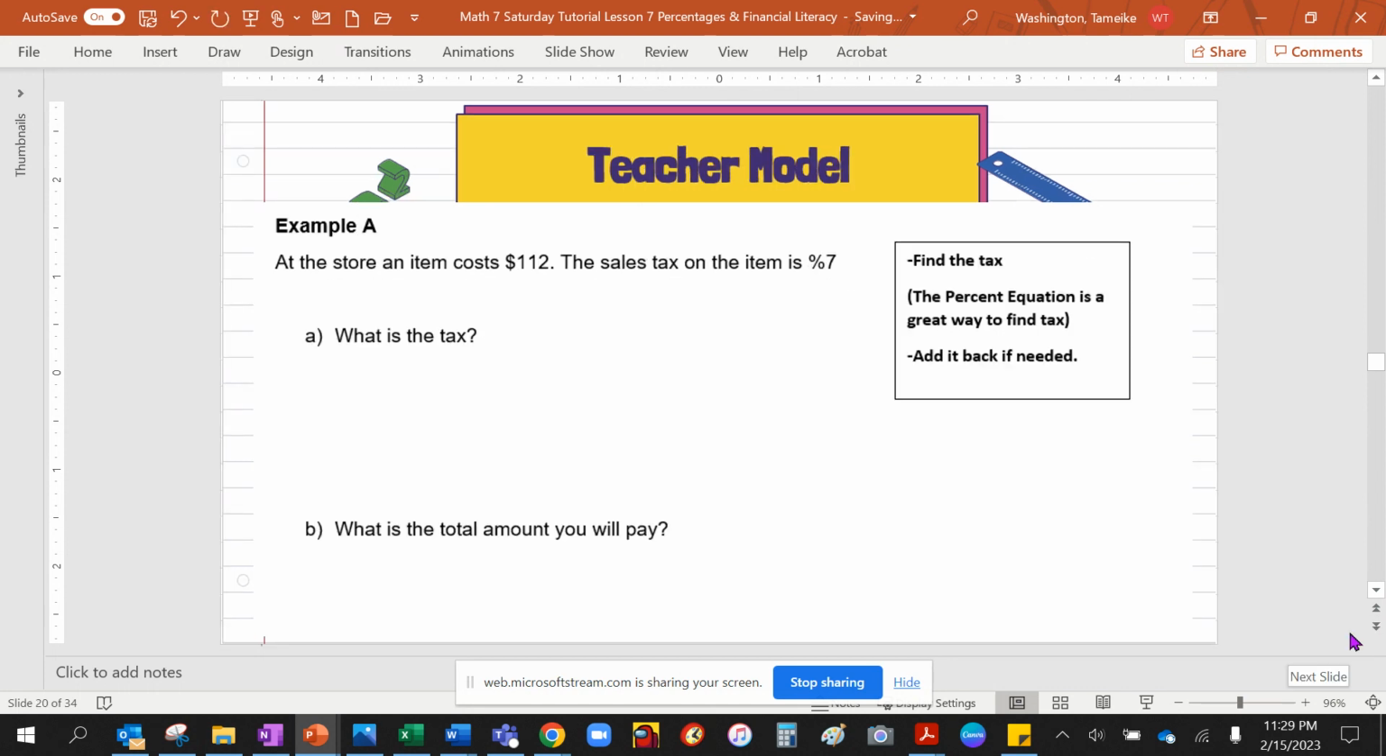Example A. At the store, an item costs $112. The sales tax on the item is 7%. Part A. What is the tax? Part B. What is the total amount you will pay?